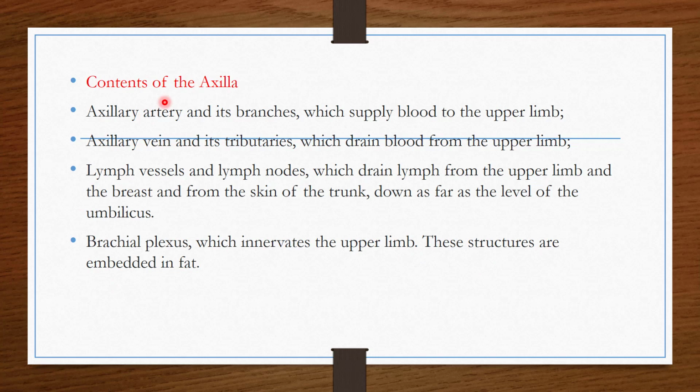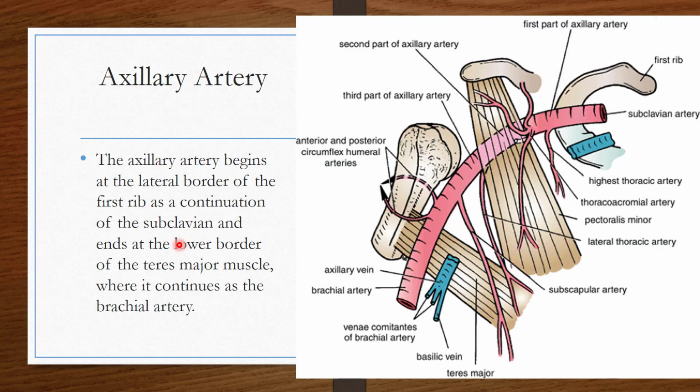This is the most important question which is asked in the exam. In the exam, this topic is very important, and it is asked again and again what are the structures which form the walls of the axilla and what are the contents of the axilla. So content number 1 is the axillary artery. Can you see here in this diagram, this is the axillary artery which is the first content of the axilla.